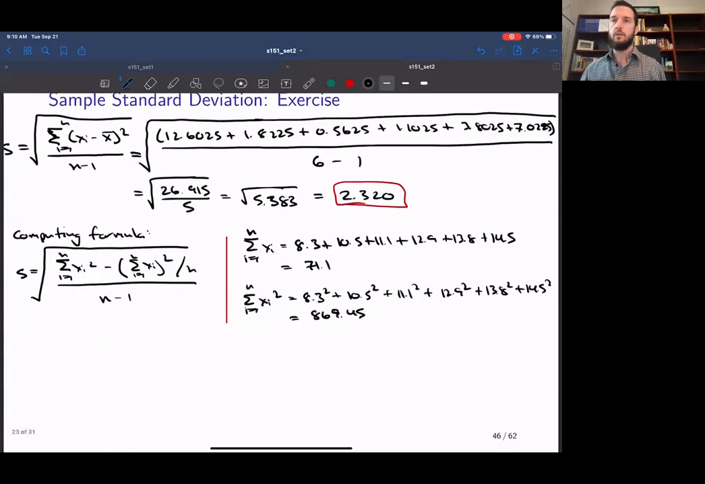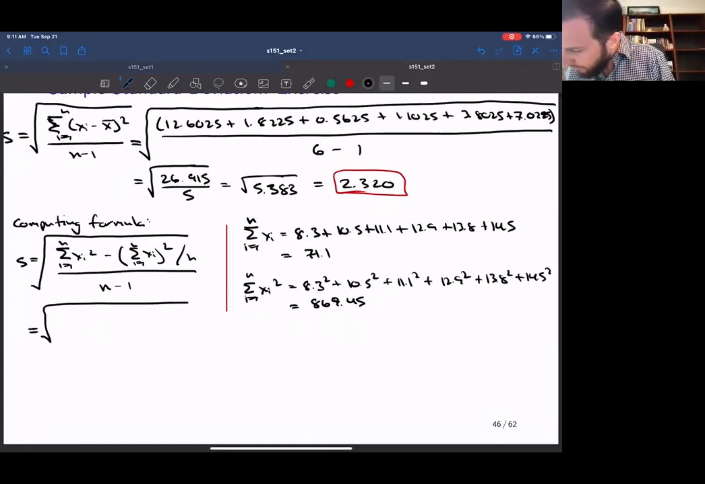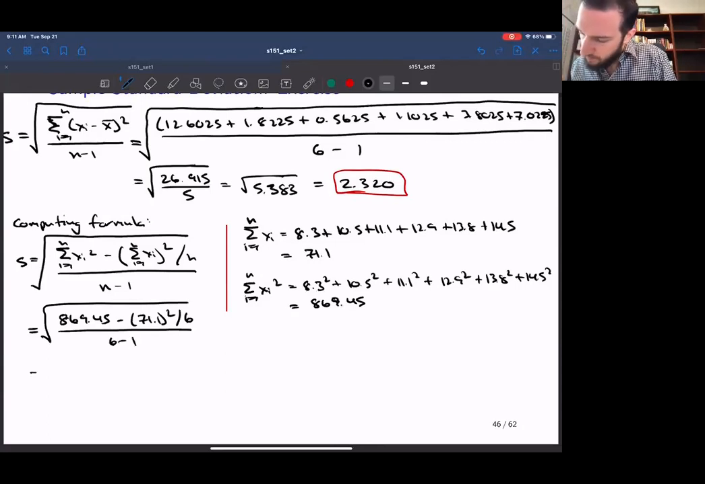Right? So you can already see that the process for getting to the solution via the computing formula is much quicker. Those two calculations took a fraction of the time that it took us to construct that table of differences used for the defining formula. So now all we have left to do is plug in, right? So we're going to have 869.45 minus 71.1 squared over 6, divided by 6 minus 1.